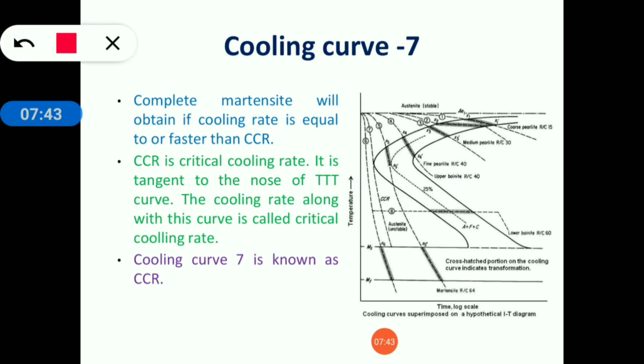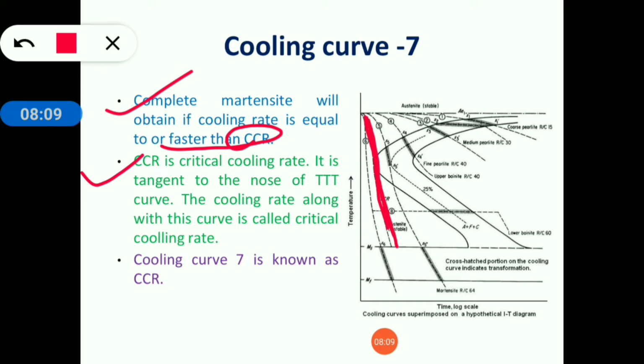Now here, complete martensite will be obtained if the cooling rate is equal to or faster than CCR. This is the CCR. This curve is called CCR. Why is it CCR? Because it is the tangent of the C curve, and it touches the nose of the curve, so it is called CCR, the critical cooling rate.